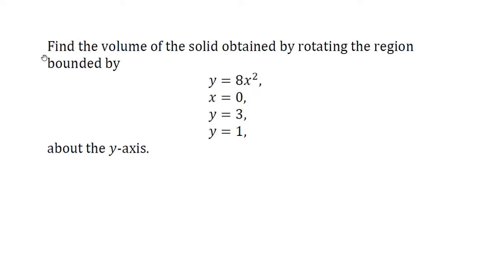The problem says, find the volume of the solid that is obtained by rotating the region bounded by. So here we have a region, and let's look at the four graphs that bound our region. Once we have seen the graph and seen our region created by these four graphs, we will be rotating that region about the x-axis.